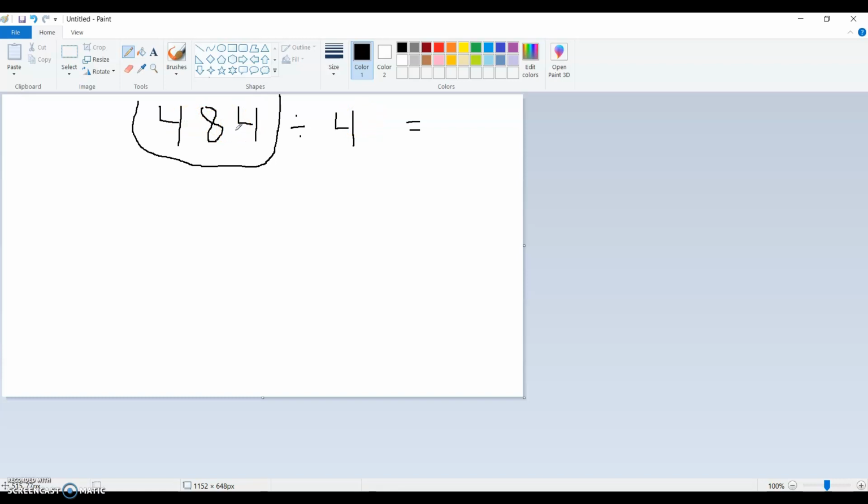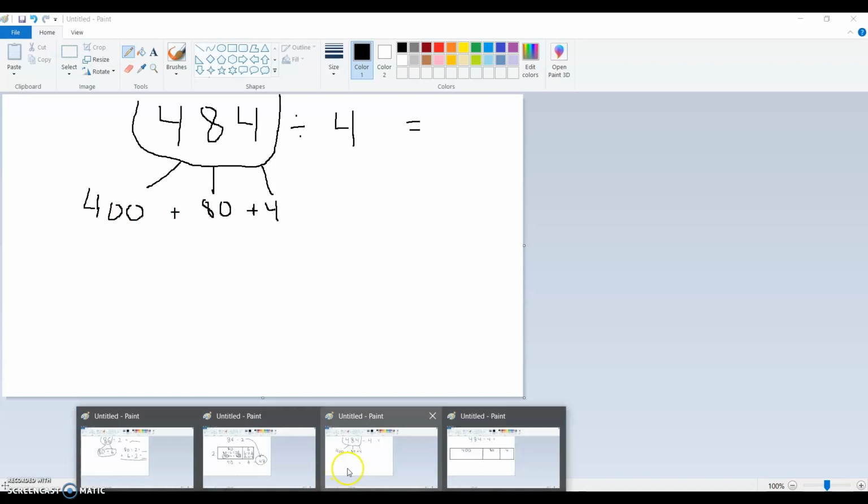So let's take it place value by place value. There's a 4 in the hundreds place. 4 groups of 100 makes 400. One of our groups is going to be 400. There's an 8 in the tens place. 8 groups of 10, which makes 80. And then there's a 4 in the ones place. 4 groups of 1 makes 4, which means we have split 484 into 400, 80, and 4. After we find our partial quotients, we will add them back up.